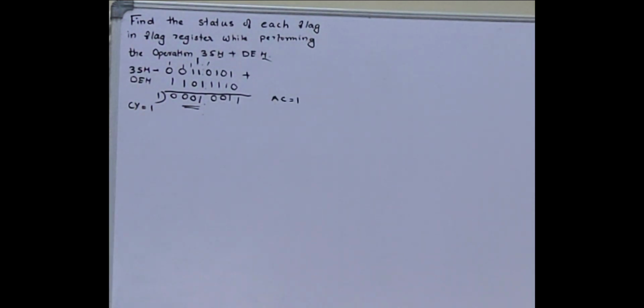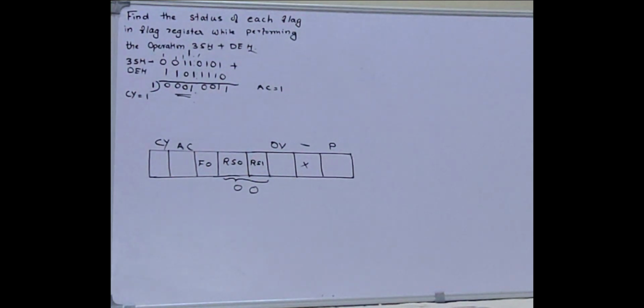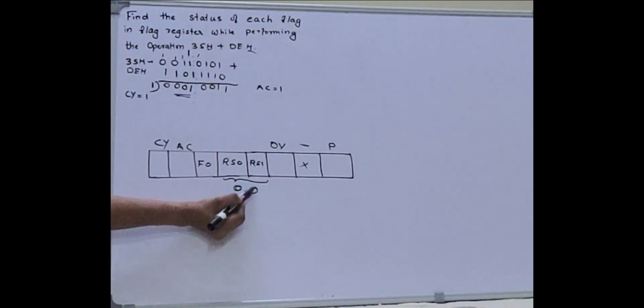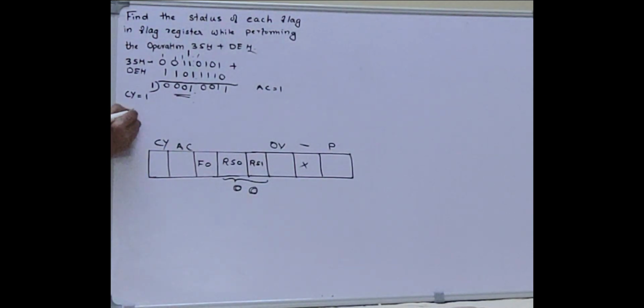Now we can write the flag register. So this is the flag register. The first bit is the parity bit, the second bit is not defined, and the third bit is the overflow bit. These bits are register bank bits, which by default we write as 0 0. This is a user defined bit, this is the auxiliary carry and this is the carry bit. This is the parity bit: if we have an odd number of 1s we have parity 1. If we have an even number of 1s we have parity 0.